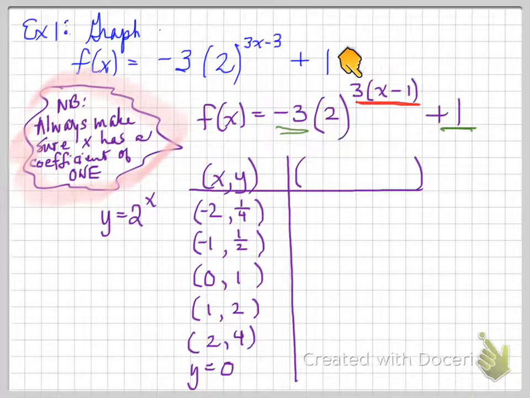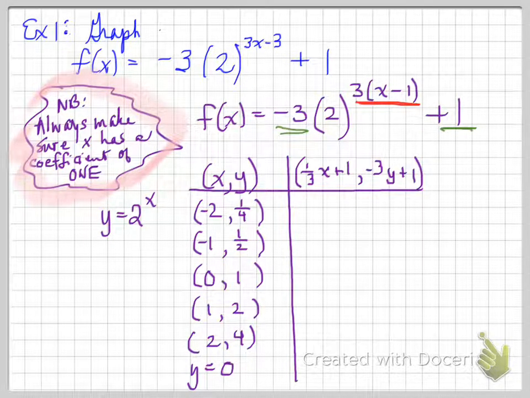The exponent has to do with the horizontal. So the green has to deal with the y's, and the red has to deal with the x's. So much so that when I write the equation out, it will always be 1 over k times x plus d, and the second part will be ay plus c. So again, let's write that out so that you have them.